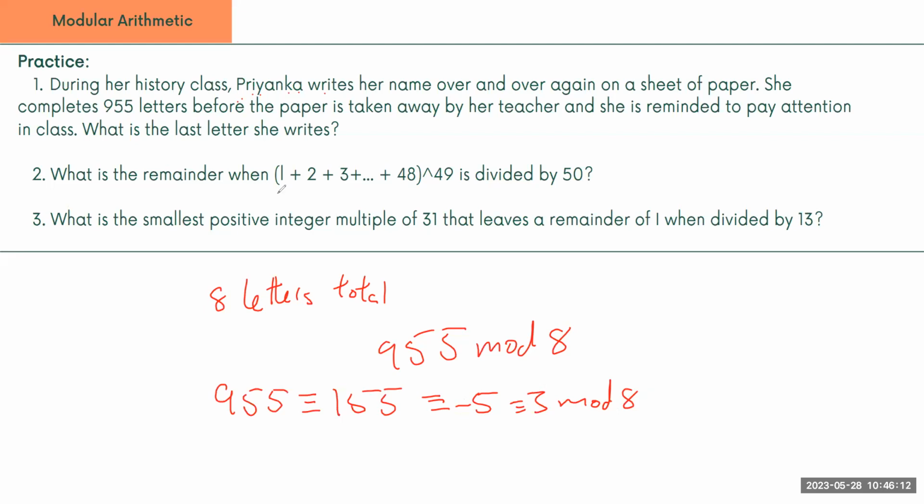And then we're not done yet. The answer is not 3 because we asked what's the last letter she writes. So we have 3 letters, right? So 1, 2, 3. So the third letter is going to be I. So the correct answer is I.